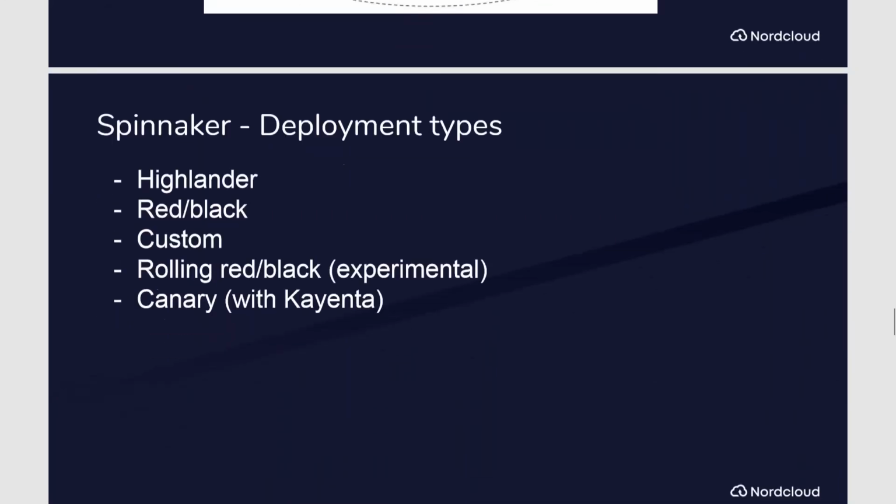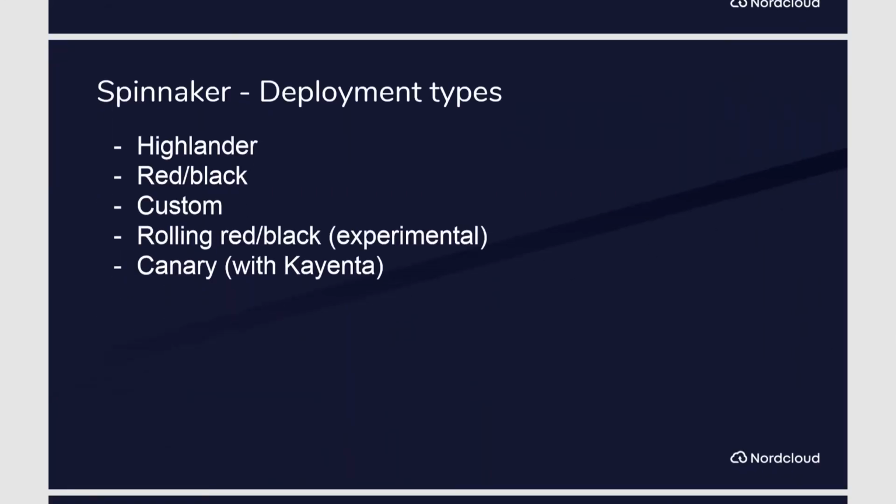But there are actually a few other deployment types available. So let's start with the first one. The Highlander is a term that comes from the movie Highlander. What it does is that it just replaces the old deployment with a new one, so the old one is immediately destroyed. This is the most basic one, and this is something that you probably want to use if you just start testing Spinnaker. This is easy to understand.